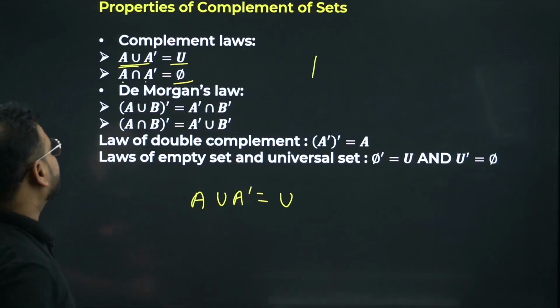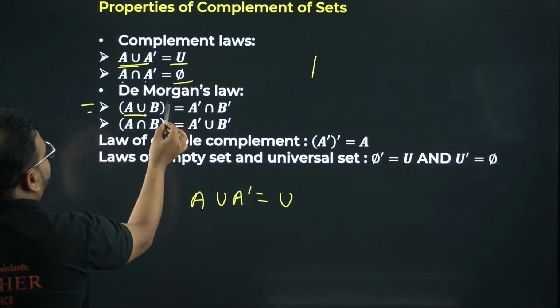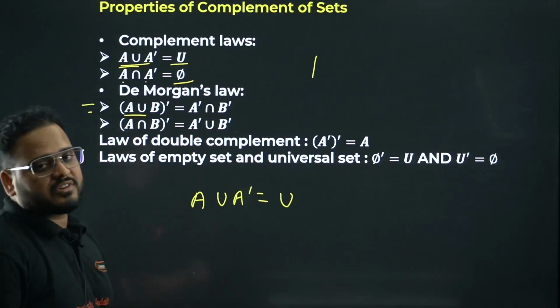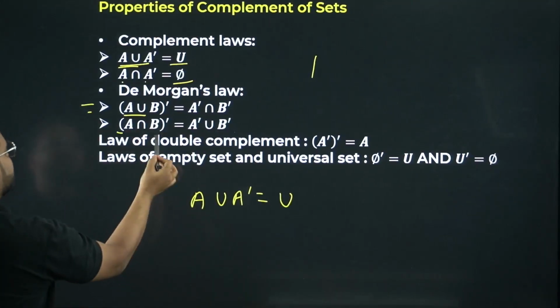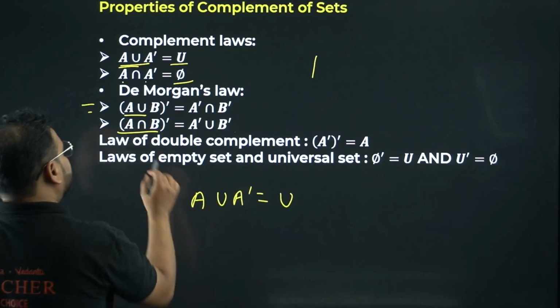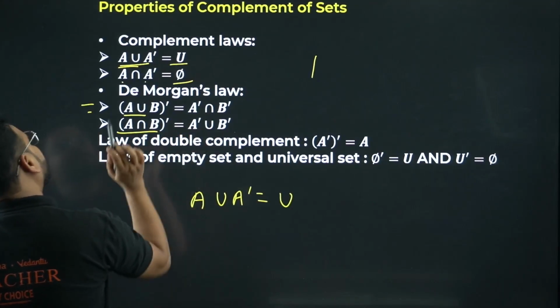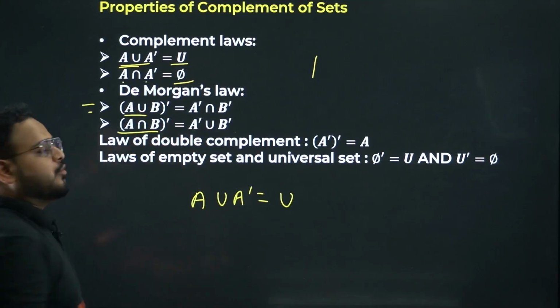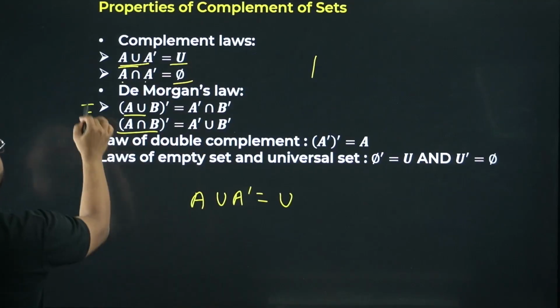De Morgan's law we have. Remember these properties: the complement of A union B will be given by A complement intersection B complement. The same goes with intersection also: the complement of A intersection B is A complement union B complement. If you have union on one side, you get intersection on the other side, and vice versa. This formula is very relevant to us.